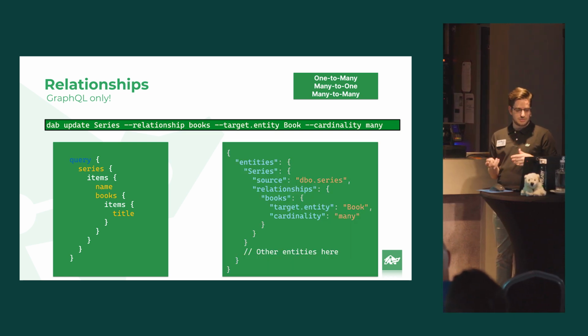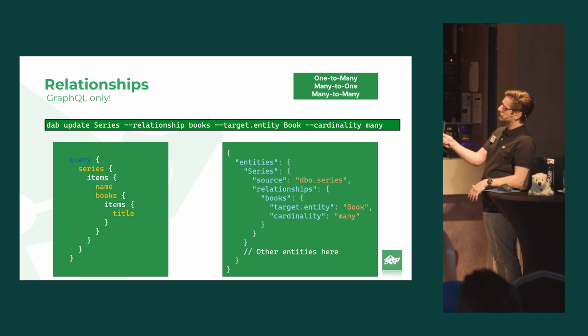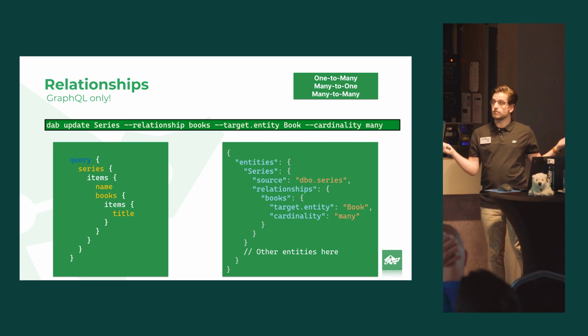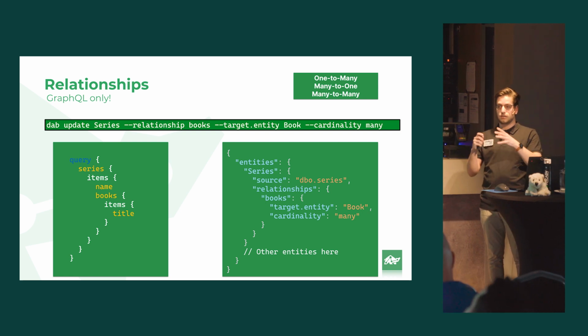In the end, this will create the following JSON, which is really, really readable. We're going to get the series entity with a relationship called books, with a target entity of book and a cardinality of many. And that's it. Now you can perform this query and everything will be well and all the data will be queried efficiently.